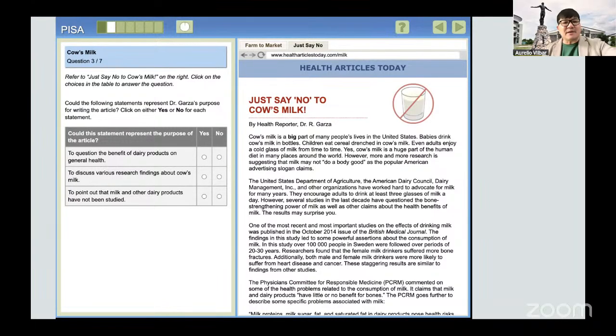So what will the kids do? It says here, refer to "Just Say No to Cow's Milk" on the right. Click on the choices in the table to answer the question. Could the following statements represent Dr. Garza's purpose? To question the benefit of dairy products on general health. Yes or no? So this is reading comprehension plus getting the whole point.